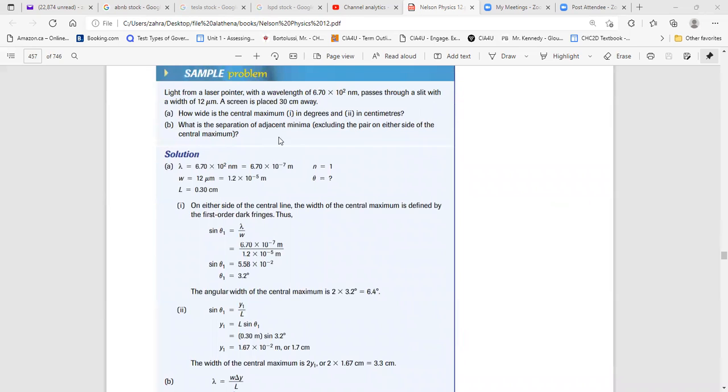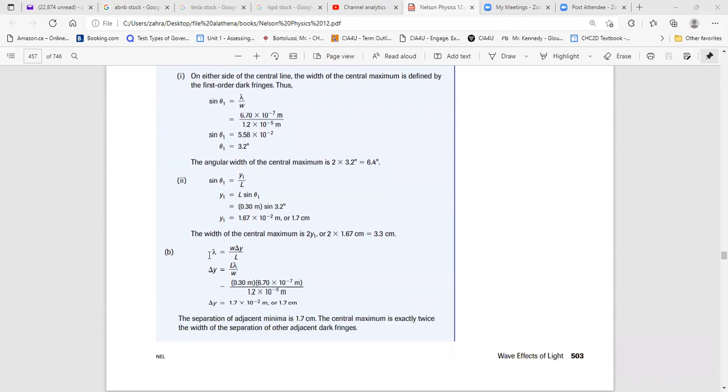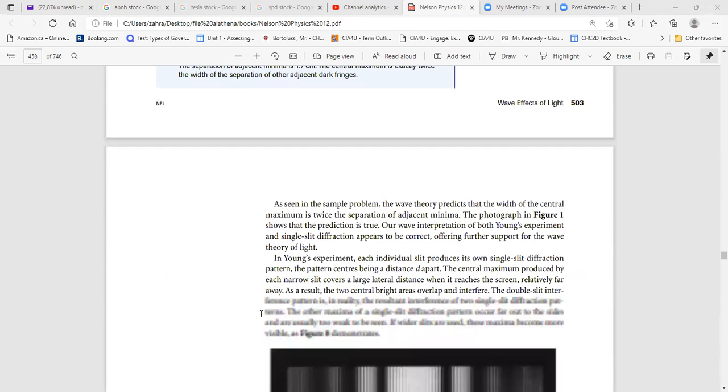What is the separation of adjacent minima? You know that it is delta Y equals lambda L over W. You just rearrange it for delta Y, and L, lambda and W are given. So you find the separation between two minima.